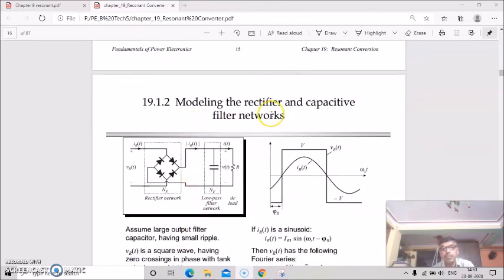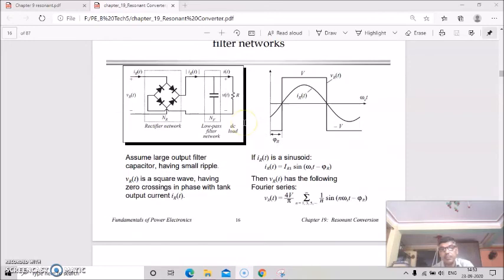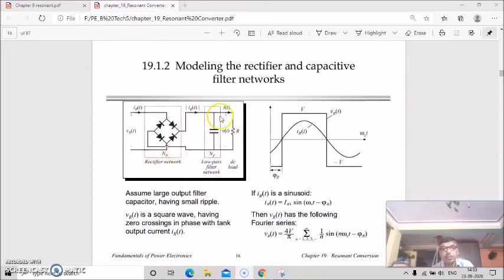This is the modeling of the rectifier and capacitive filter network. This is the rectifier network, this is the low pass filter network, and this is the DC load. This is the modeling, and this is the waveform. With a large output filter capacitor having small ripple, vR(t) is a square wave having a zero crossing in phase with the tank output current. If iR(t) is a sinusoid, then iR(t) equals IR1 sin(ωs t − φR), and vR(t) has the following Fourier series.